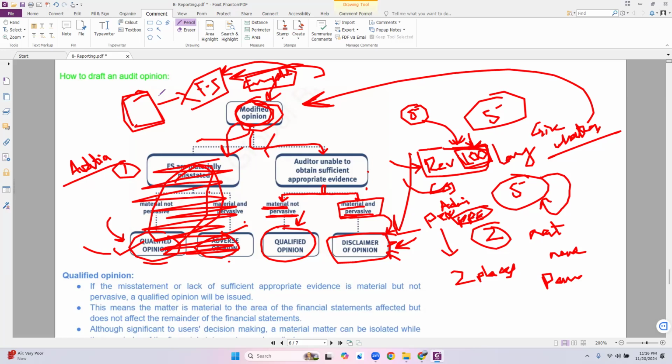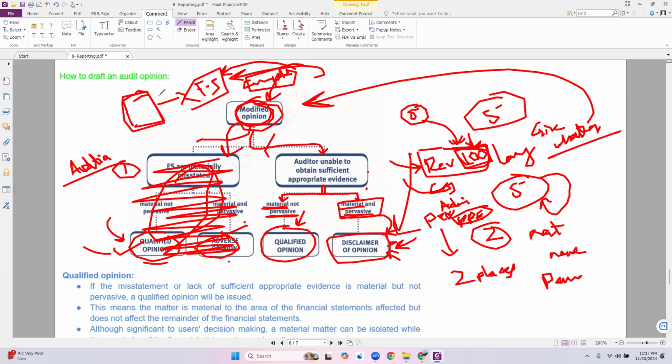But in that 1% of cases, if the management is still stubborn, then you give a disclaimer of opinion. Simple. So this is not examinable. This is just conceptual. You should know it. This is just important for your mind itself, like how everything goes on. Okay. Now, any other questions? No. Okay. Now, more important things right now, which you should know.